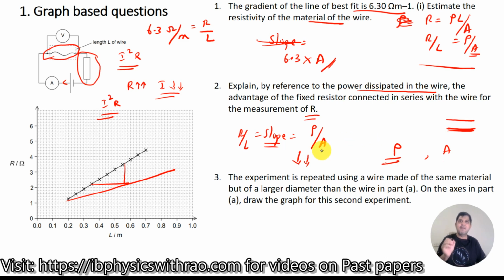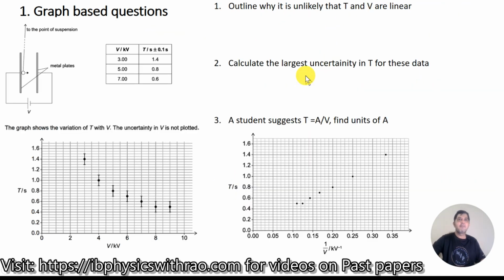Okay, Ohm's law is very essential to work with this. Okay, next one: outline why it is unlikely that T and V are linear.